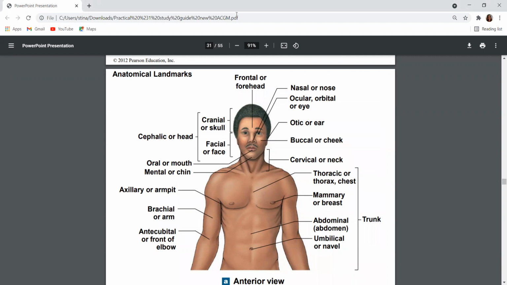And if you'll see over to the right-hand side, all of this area, the abdominal, the umbilical, and the thoracic, so all of this that I'm circling in green, all of that together would be included in the trunk. So if I had number 1 here, and I said this entire landmark, number 1, is called the what? You would tell me it's called the trunk.